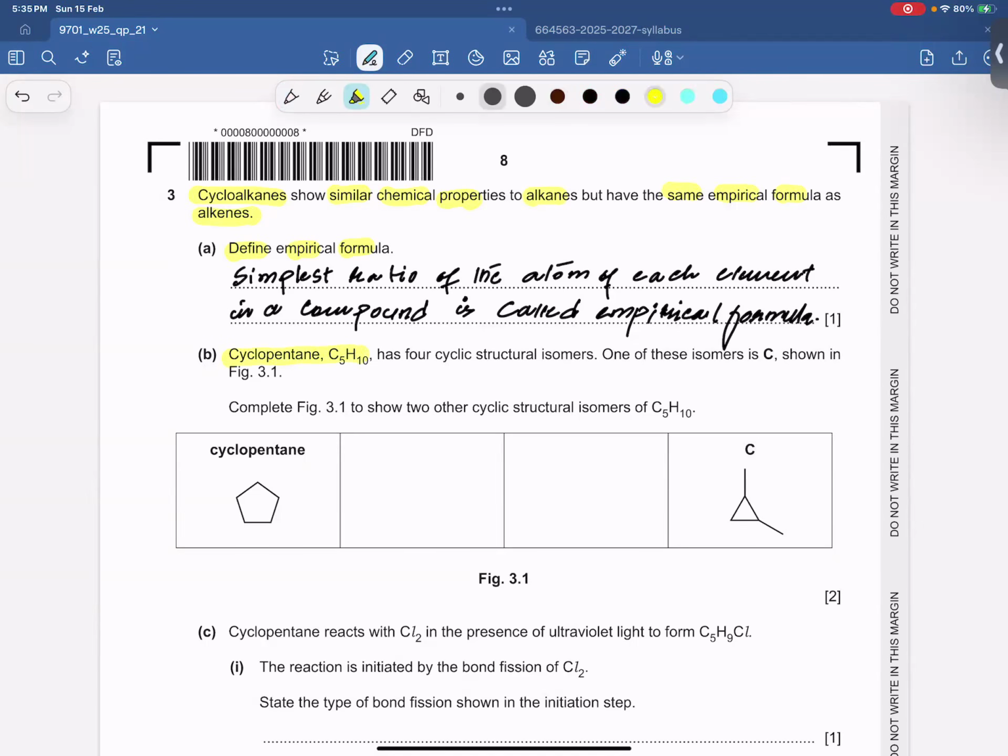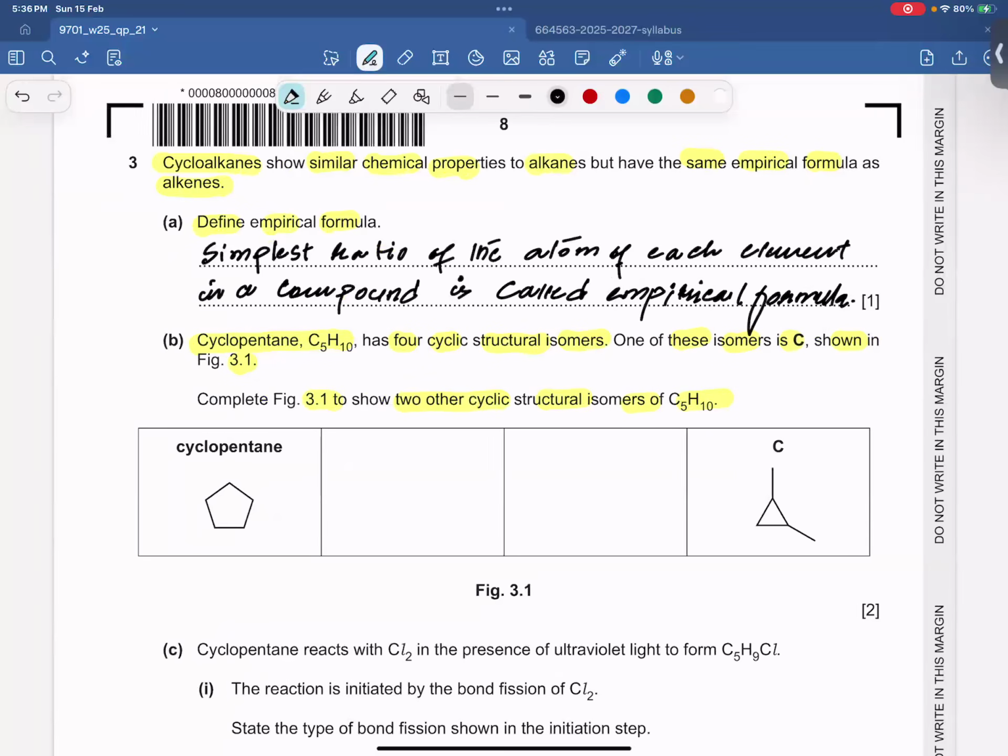Cyclopentane C5H10 has 4 cyclic structural isomers. One of these isomers is C as shown in figure 3.1. Figure 3.1 shows 2 other cyclic structural isomers of C5H10. Well, C5H10 has multiple cyclic structures. First of all, let me draw this one. What if we put 2 alkyl groups on the same carbon atom? That's one possibility. Second possibility, we have a cyclopropane, and in that we have an ethyl group.